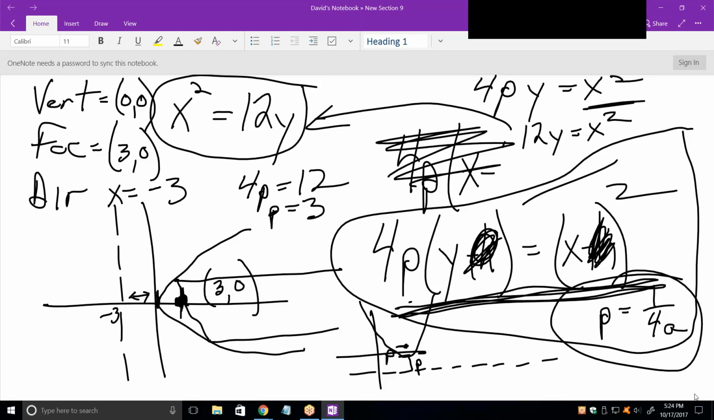Okay? Let me type all these answers in and see if they're right. It says the focus is wrong. What did you put in? Parentheses 3, 0.